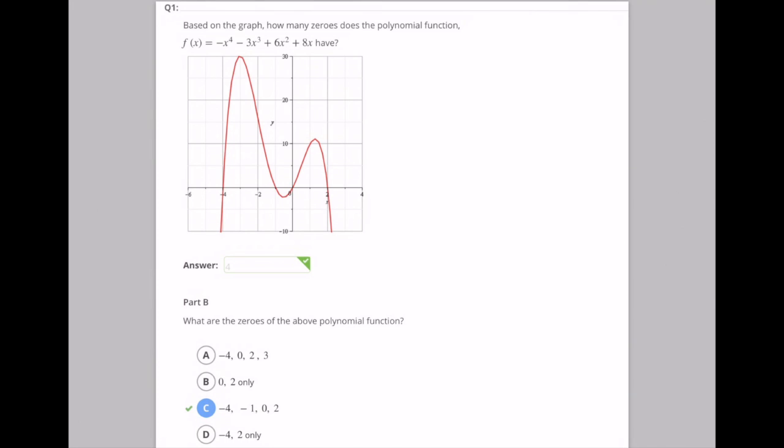Hello class, today we're going to be taking a look at the quiz that we took on Elastic. Let's go ahead and get started. On the first question, we're asked to find how many zeros the polynomial function has.